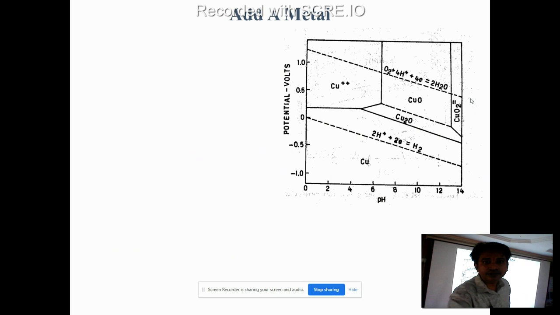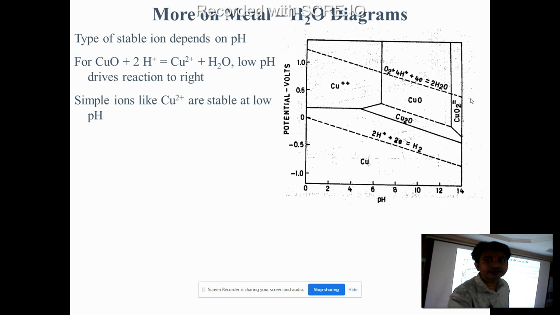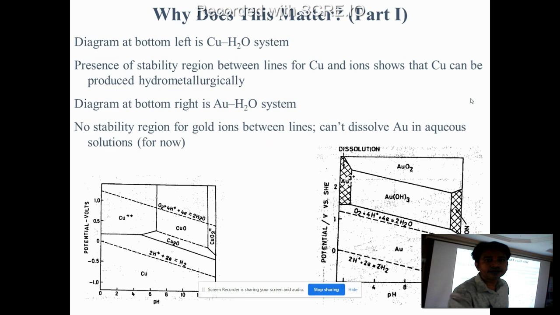Look at the copper. Copper, CuO, Cu2O. Okay. Fine. I think I have put for the gold also. Au. For the gold also, you can see.